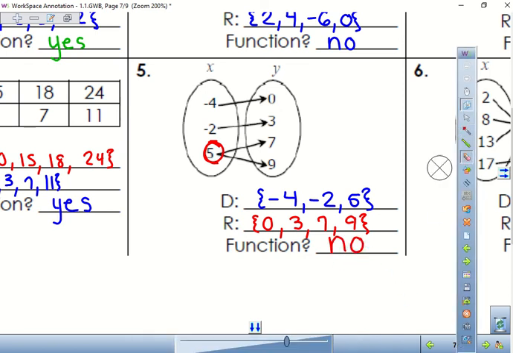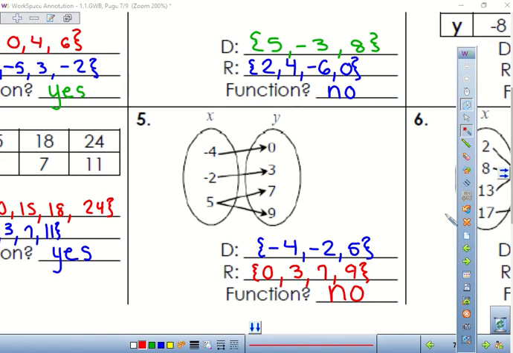So, I want you to look at something that these two have in common. Look at their domain and range. What do you notice is special about these? My 5, I'm just going to rewrite it because it looks a little weird.